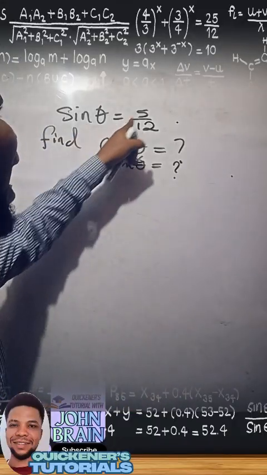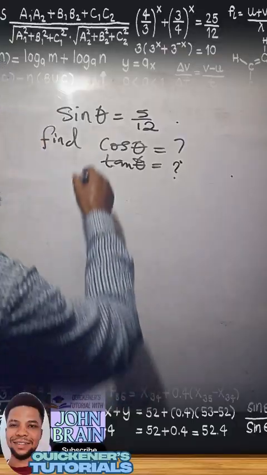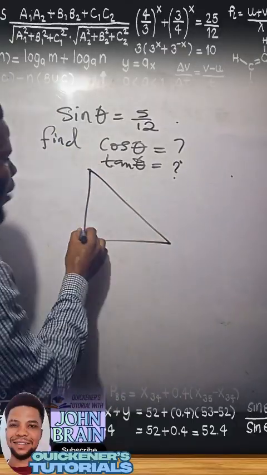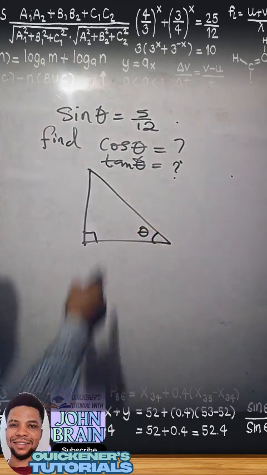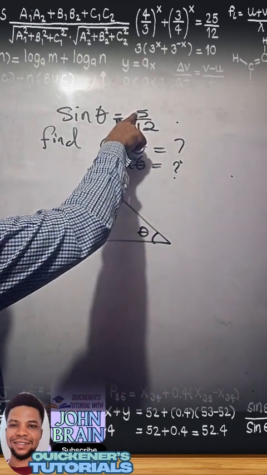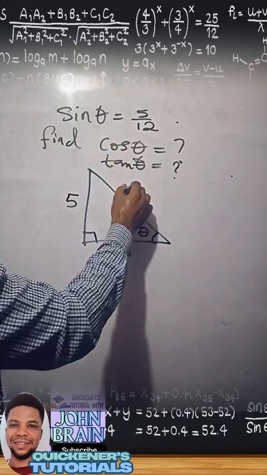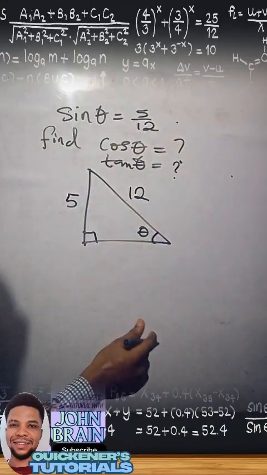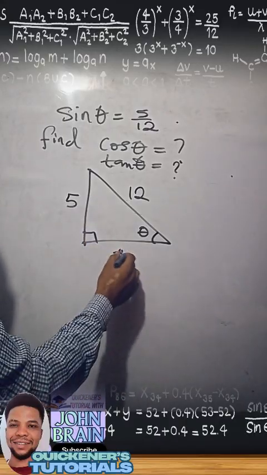If they give you sine theta as 5 over 12, and you have to find cos theta and tan theta, you have to draw your right angle triangle and put your angle theta. So let's identify the sides. Opposite is 5, and the hypotenuse is square. So what would this other side be? You have to find that.